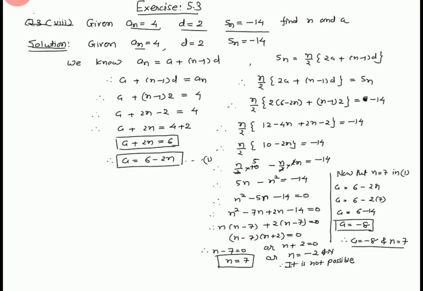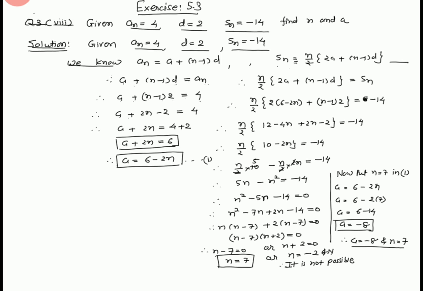It is given an equal to 4, d equal to 2, Sn equal to minus 14. We know the two formulas. Formula of the nth term: an equal to a plus n minus 1 into d, and sum of n terms: Sn equal to n upon 2 into 2a plus n minus 1 into d. Now a plus n minus 1 into d equal to an, and the value of d equal to 2 is given, an equal to 4.